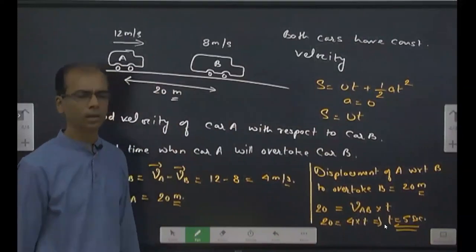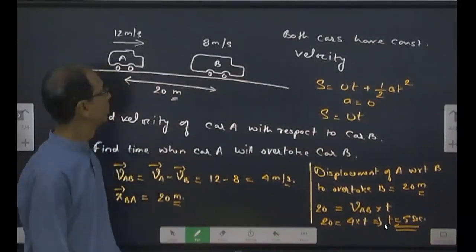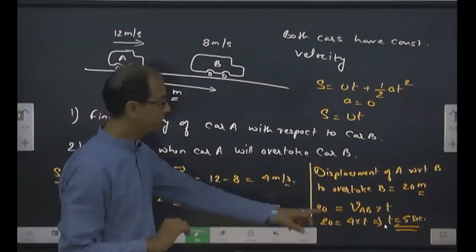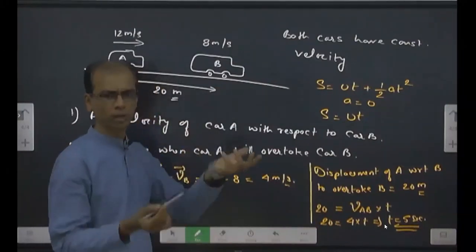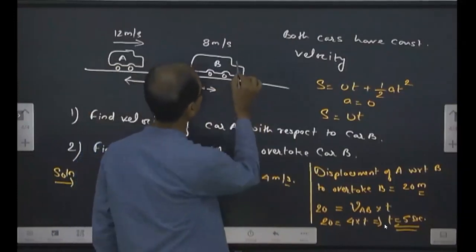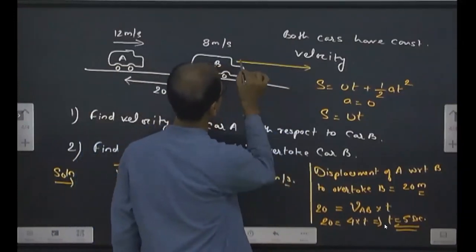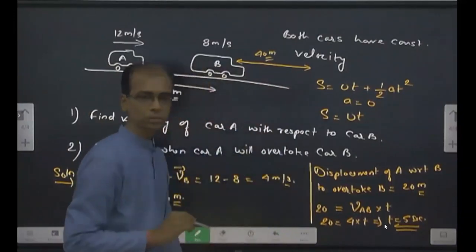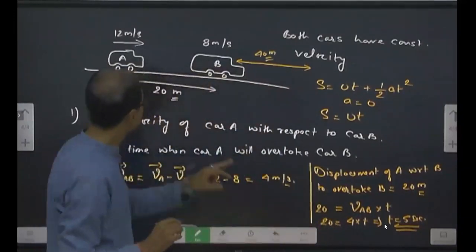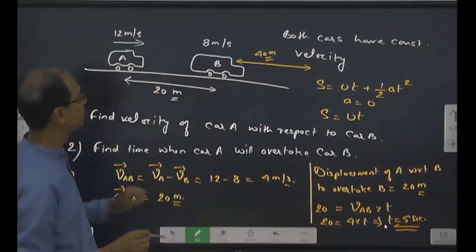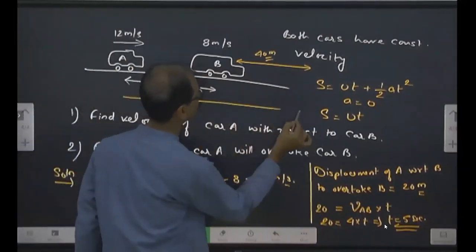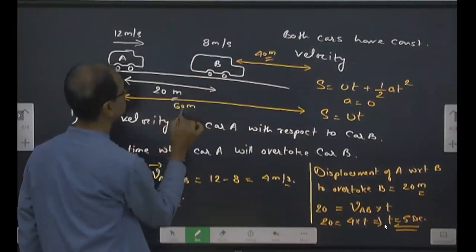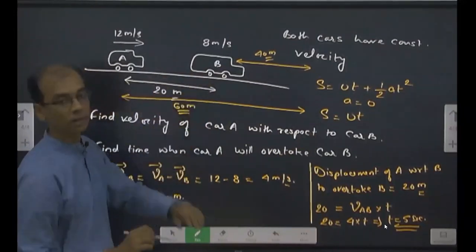You can individually also see. Its speed is what? 8. In 5 seconds, how much will this travel? Say 40 meters more. So somewhere here it will be, let's say. How much does it travel? 40 meters. In the same 5 seconds, how much will this travel? 12 into 5, 60. That means from here to here. Yes, both are at the same level. So this is about to overtake this.